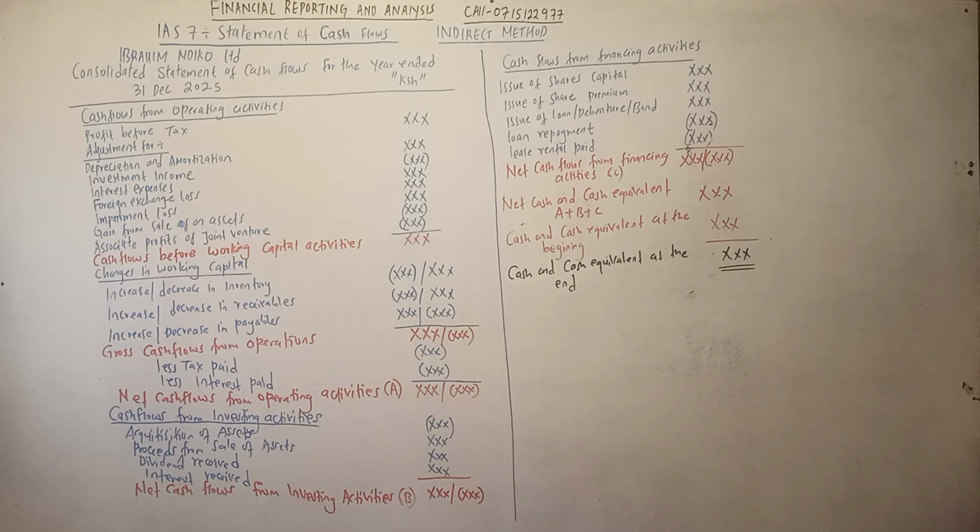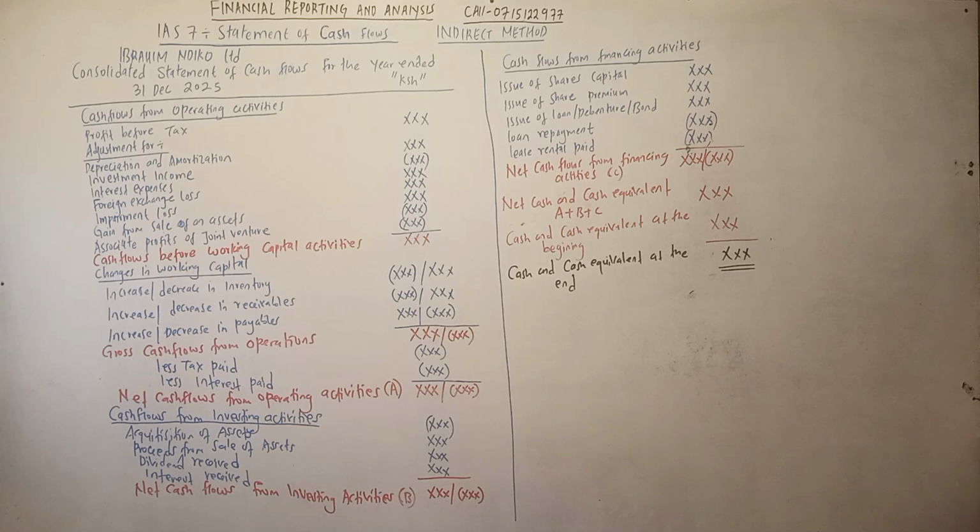Sorry, let us see the direct method. Now for the direct method, the format is the same for financing and investing activities. The only difference is under the operating activities.